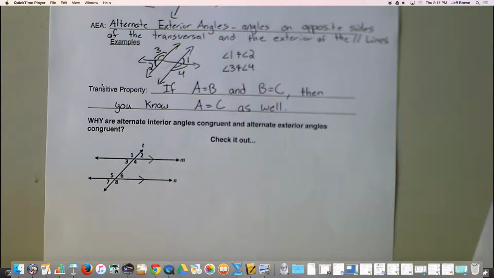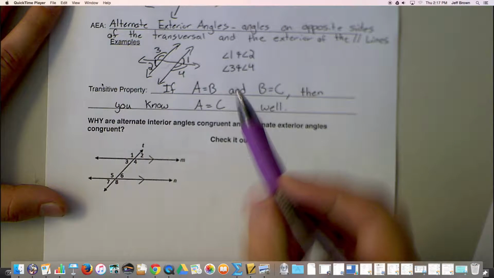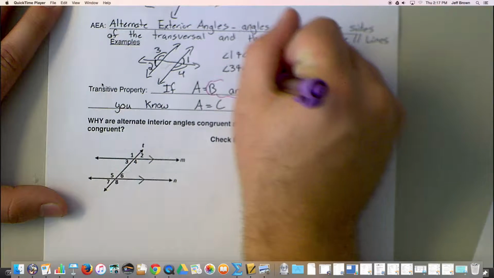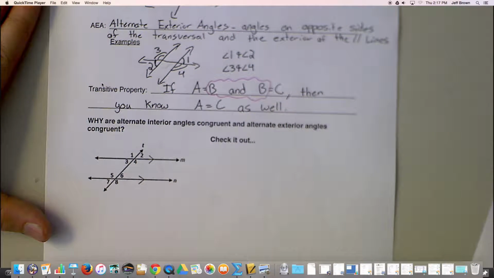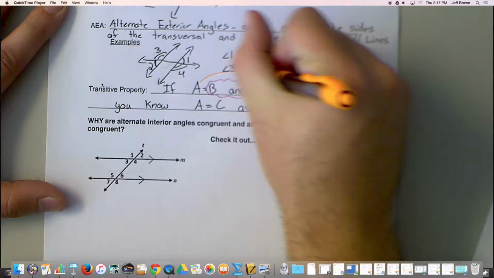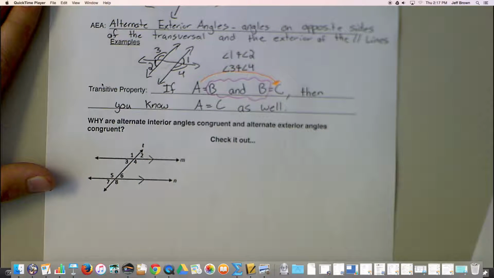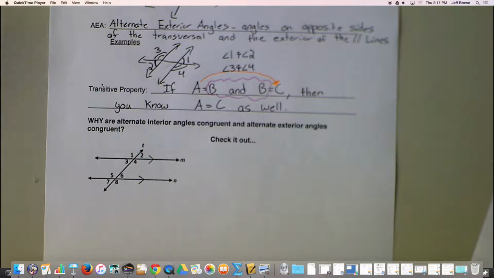So the way we're going to think of this is we can think of our A is equal to B and our B is equal to C. So our B's are both the same, so they kind of group up. And then my A can kind of jump across over here to my C. So my A is now equal to C. And this should make sense to us. If we have two things that are equal and they're both equal to another thing, then they should be equal to each other.